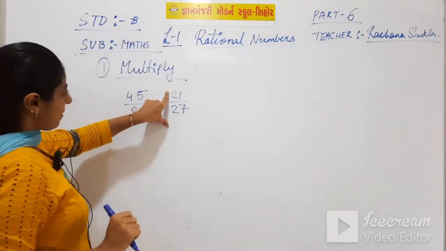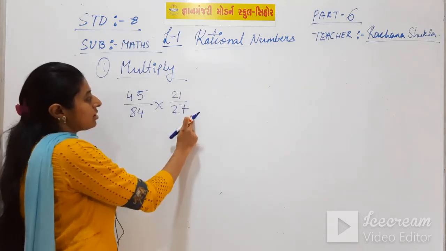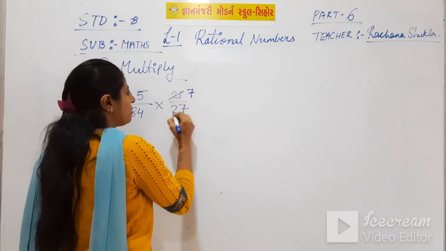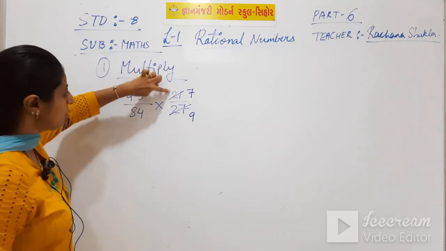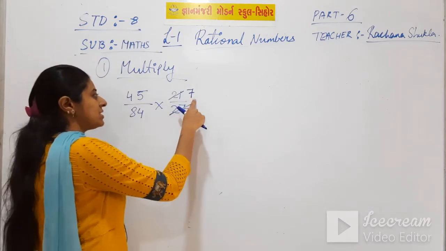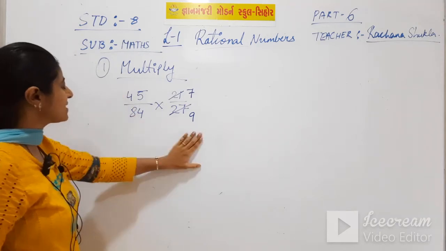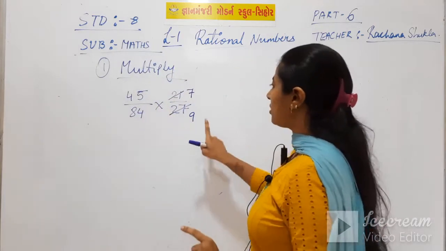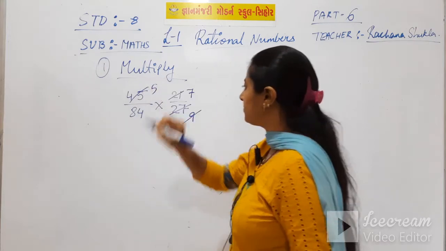So, this part first we will take this part. You can see that 21 and 27 both come in the table of 3. Cut it by 3. 3 7s are 21, 3 9s are 27. Again I show you, both these numbers are coming in the table of 3. So, 3 7s are 21 and 3 9s are 27. Then 9 and 45. Is there any connection between 9 and 45? Yes. 45 comes in the table of 9. That is 9 5s are 45.